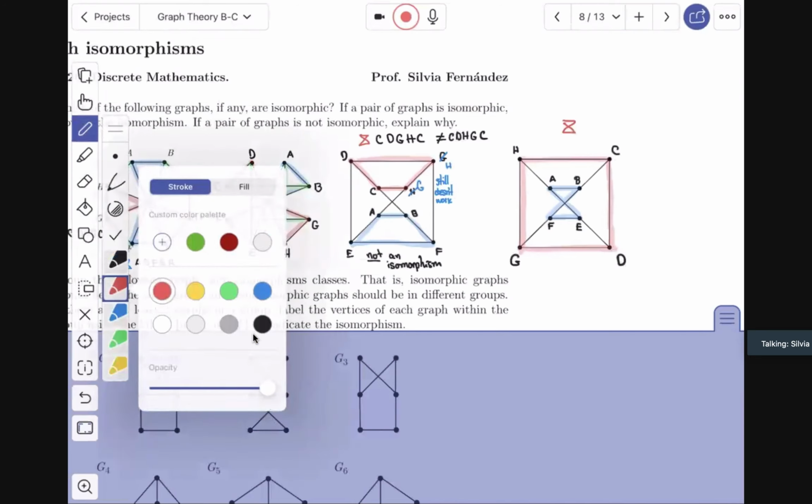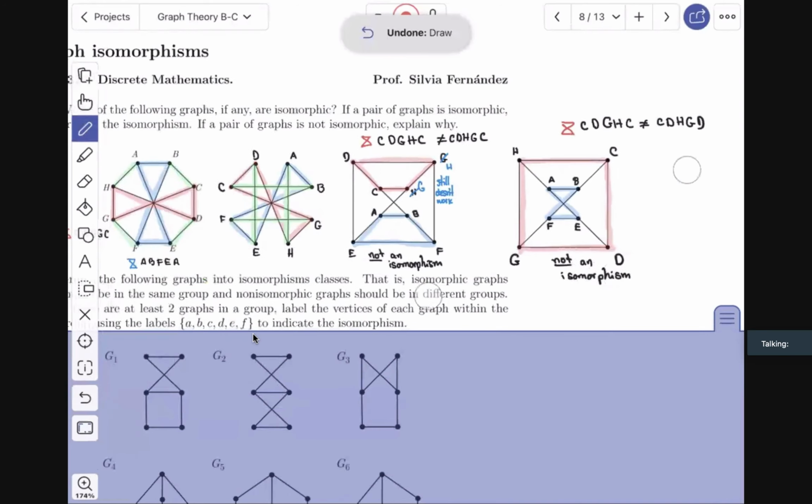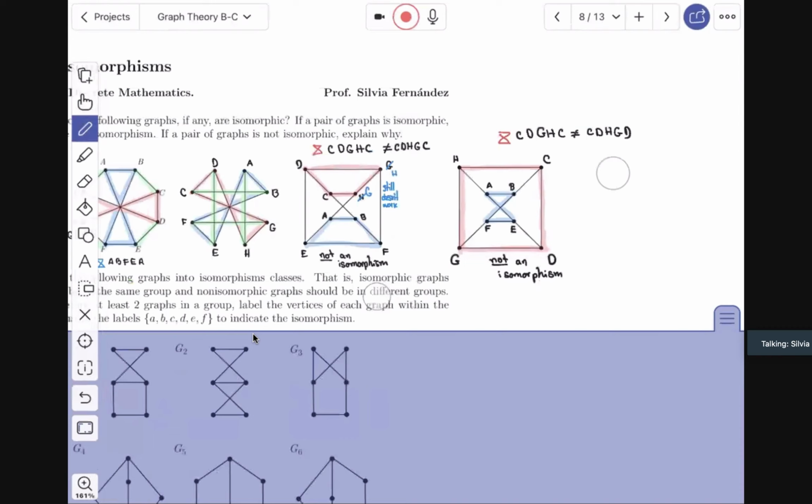The red cycle is starting at C. It's C, D, G, H, C, which is different from the original one. So this again is not an isomorphism. So are they isomorphic or not? We still don't know. Not an isomorphism. So we still don't know whether or not they're isomorphic.